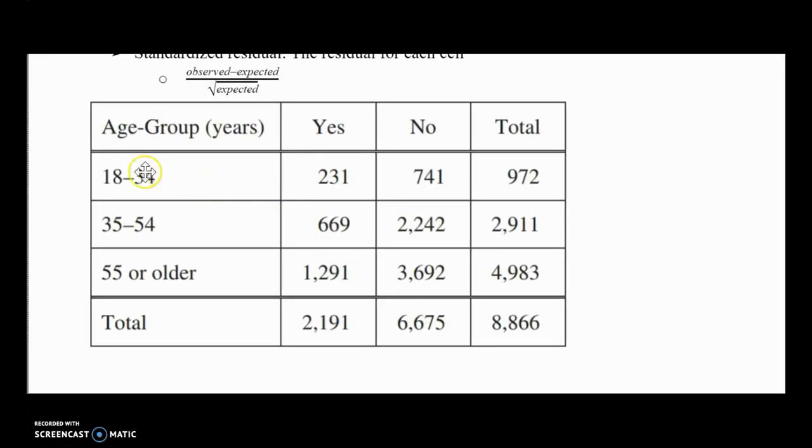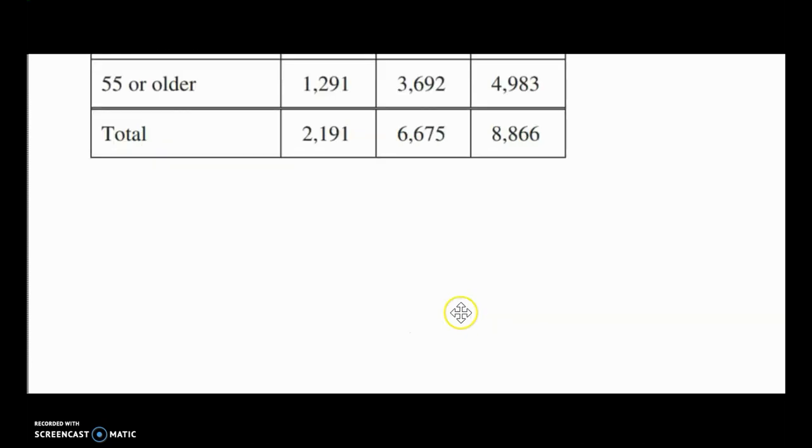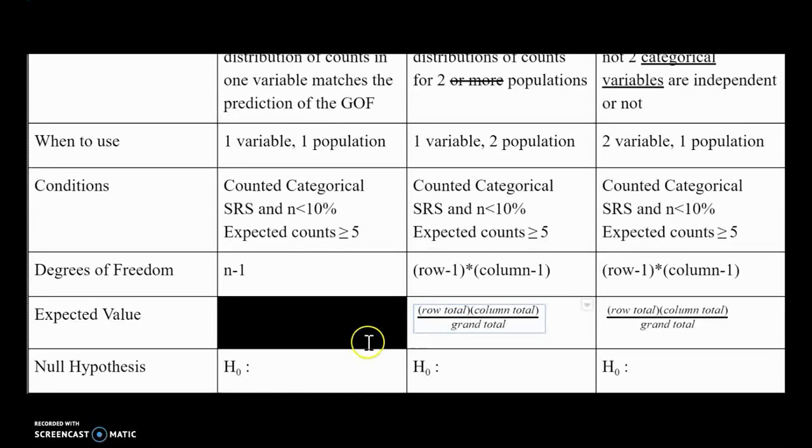So if I wanted to find the expected value for this 18 to 34 and my yes, I'd find row total, which is 972, multiplied by my column total, which is 2191, and divided it all by 8866. And similarly for 35 to 54, no, my row total is 2911, my no total is 6675, multiply these together and divide by my grand total, and that would give me my expected value.